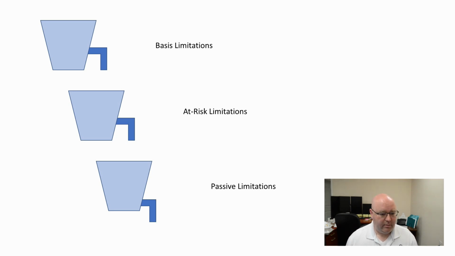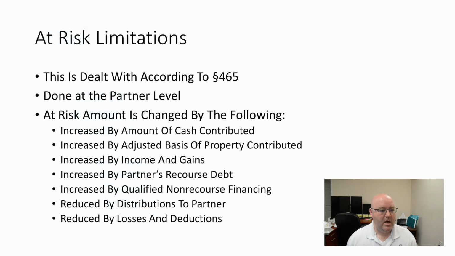So I'm just going to go ahead and kick us off on this. Basically, what we have to deal with is at-risk limitations. Now, as we talked about in the past, you have basis limitations that could take effect. That's going to prevent you from being able to take the losses that you have in an activity immediately. Does that mean that you're not going to be able to take the losses at all? No. What that means is you're going to have to hold on to those losses. They're going to be suspended, and then they're going to go forward until you can take them later on.